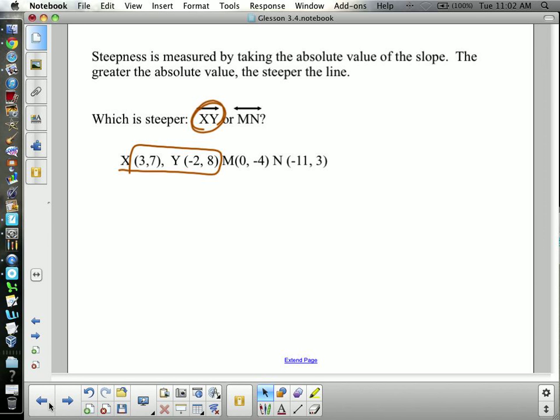Just a worksheet. Some of it you'll have to remember from Algebra 1. If you're having trouble, check in and see.